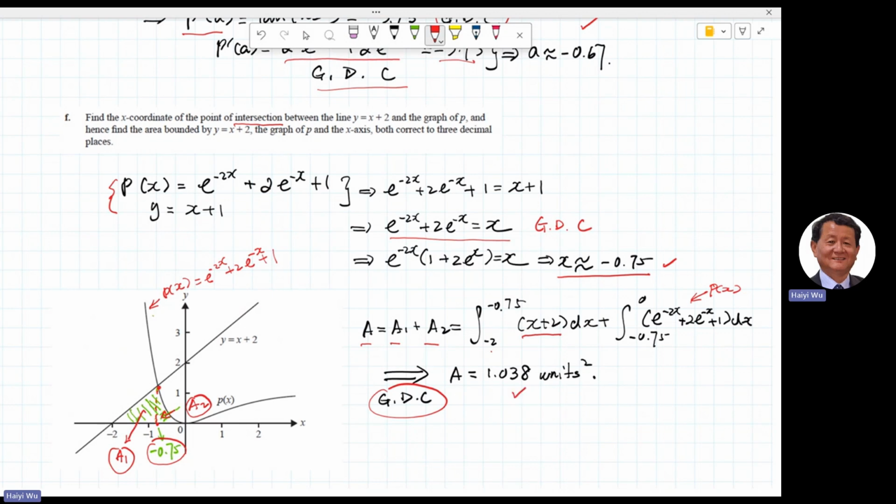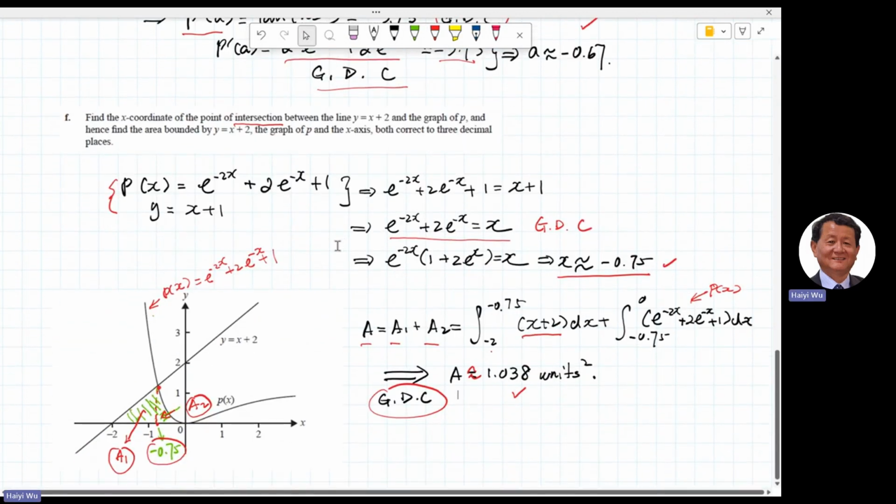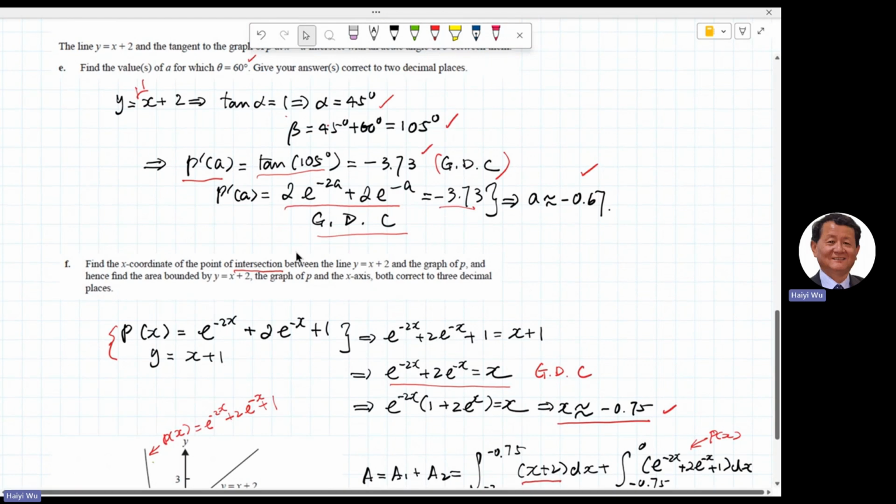So the final answer is approximately 1.038 units squared. So that's it. The intersection point is important, but use the graphics digital calculator to solve it.